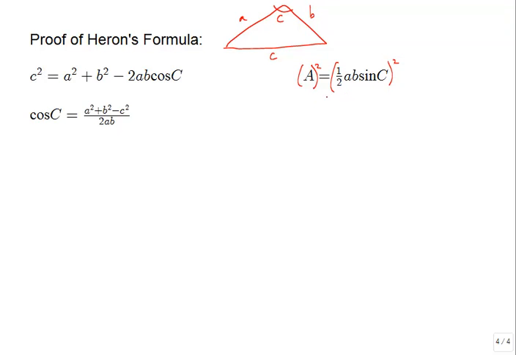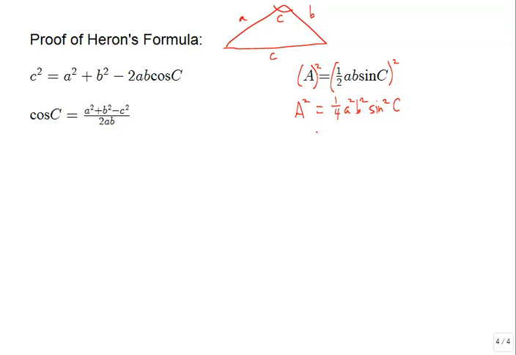I'm not really doing anything that's going to create a different solution here since I'm doing it to both sides, but I'm rewriting it in a slightly different form. We're going to get a squared on the left, and if I square the right side, I'm going to get a 1/4, an a squared, a b squared, and a sine squared c.